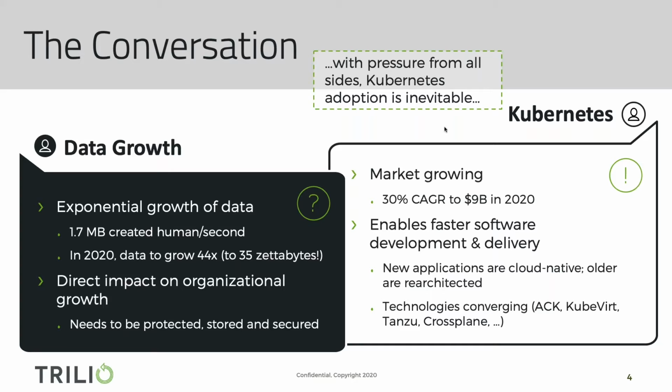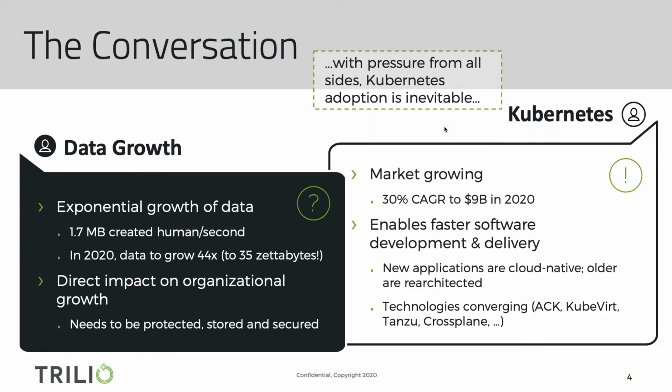Now, coming to the technical side of things, Kubernetes is erupting and taking over the market everywhere. Any analyst reports or stats you see out there show something along similar lines: it's growing at a 30% compounded annual growth rate, and it's going to reach almost multi-billions in the next couple of years. The reason is that Kubernetes enables faster software development and faster software delivery. All new applications are being developed as cloud native, and the older ones are getting re-architected.